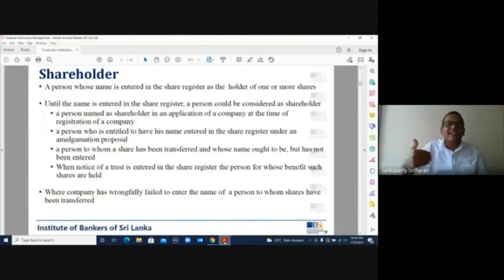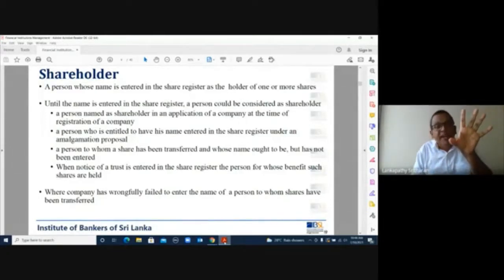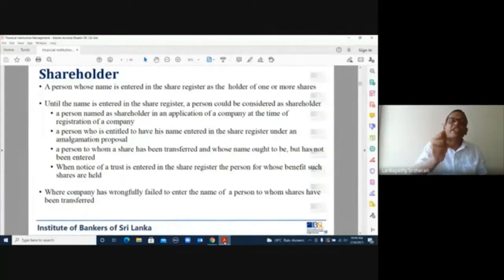So in that circumstance, a person named as a shareholder in the application of the company at the time of registration of the company, in that case, even though the name does not appear in the share register, he or she can be considered as a shareholder. That is the first one.